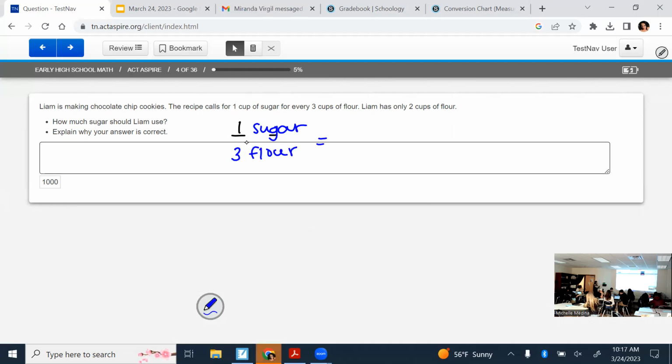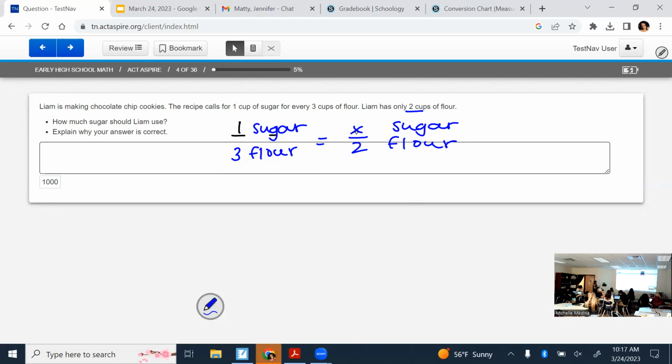I'm gonna set up a proportion. Liam only has 2 cups of flour. Are we putting the value for the flour in the numerator or denominator? How did I set it up the first time? I put sugar in the numerator, flour in the denominator. So if they're telling me that Liam only has 2 cups of flour, I'm gonna put that over here, so that it lines up where I put the flour the first time. And then what we don't know is how much sugar he can use. So I'm gonna label that as X.